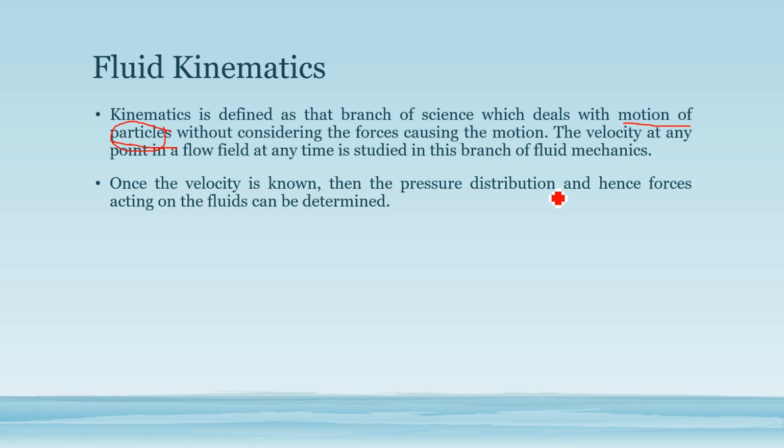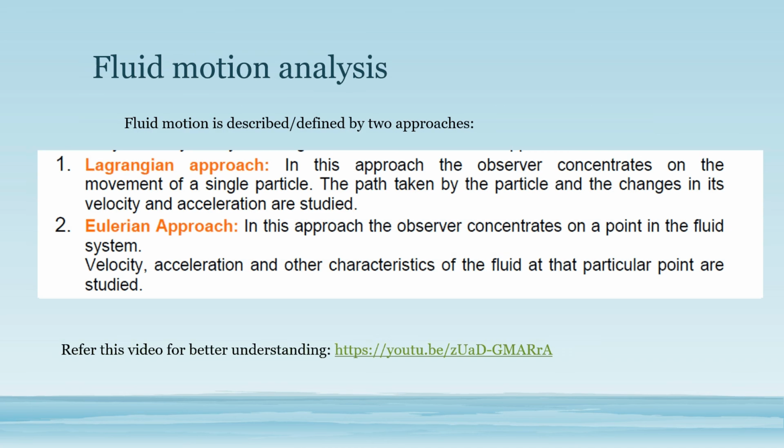The velocity at any point in a flow field at any time is studied in this branch of fluid mechanics. Once the velocity is known, then the pressure distribution and hence the forces acting on the fluids can be determined. So in kinematics, we talk about velocity, and we observe the behavior of the fluid particle, and in turn we can derive the forces from the velocity itself.